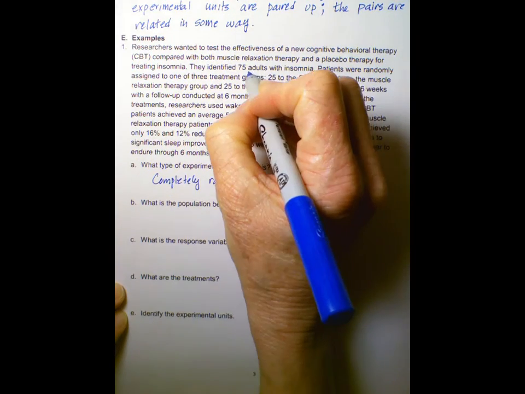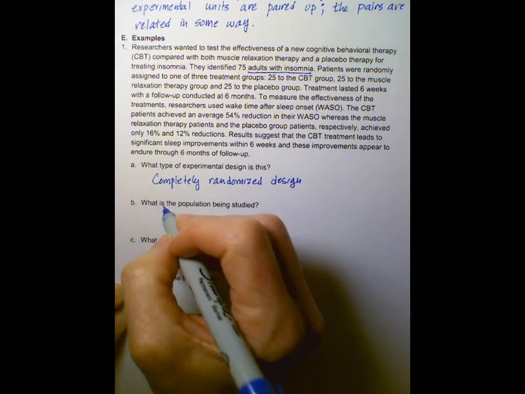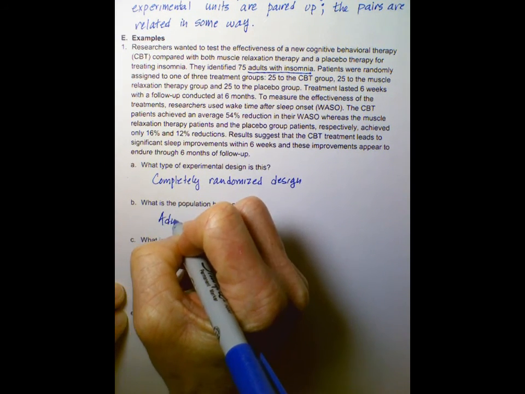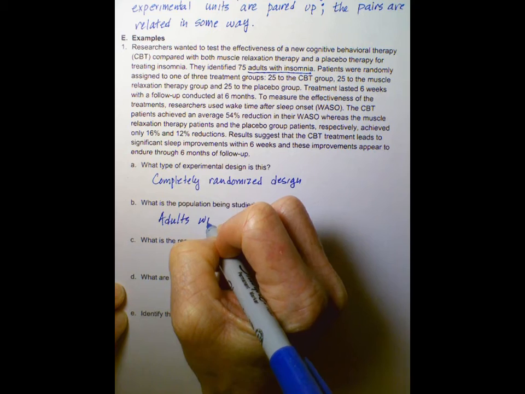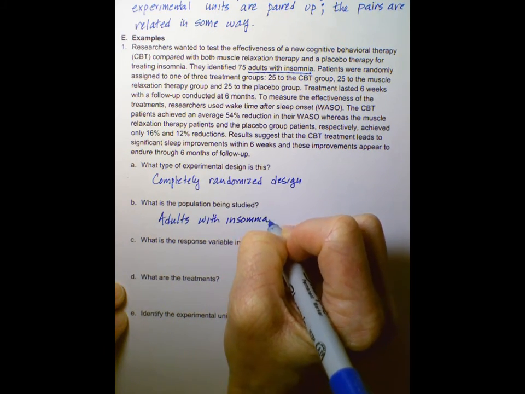What is the population being studied? Where did they get this sample out of a population? What is the population being studied? Well, we're doing this study for adults with insomnia. Not just adults, because if you don't have insomnia, you're not part of this population they're doing this research for, right?